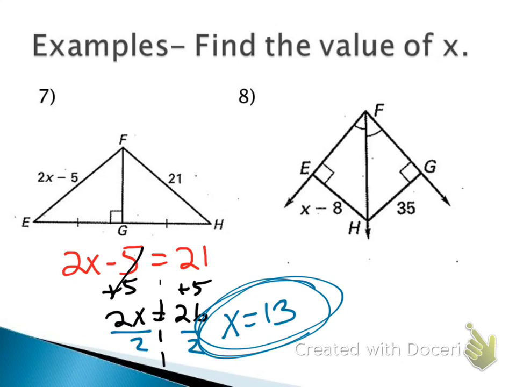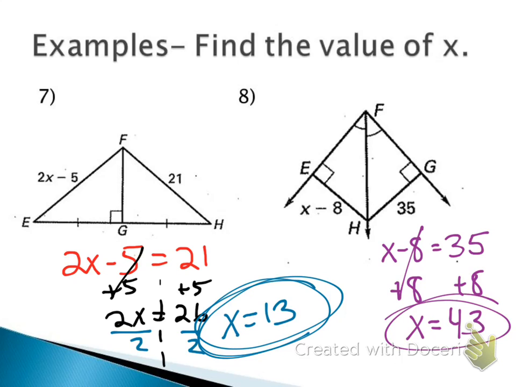All right. Angle bisector on 8. What do I do on this one? Very good. Set them equal. X minus 8 equals 35. And then solve to get the x part by itself. How do I solve this? Add 8 to both sides. Good. 43. Wonderful. All right, what questions do you guys have on this?